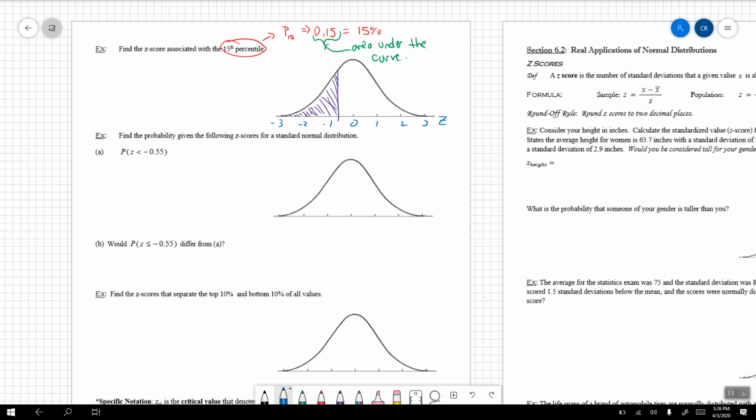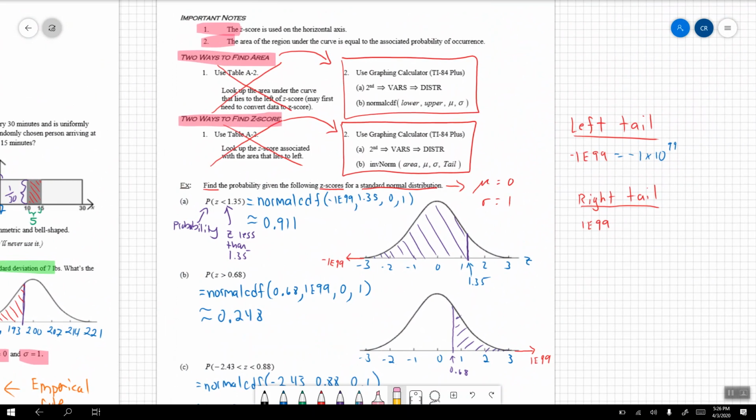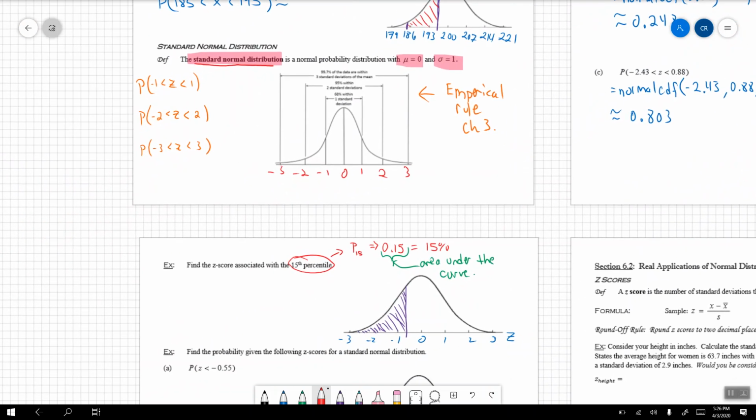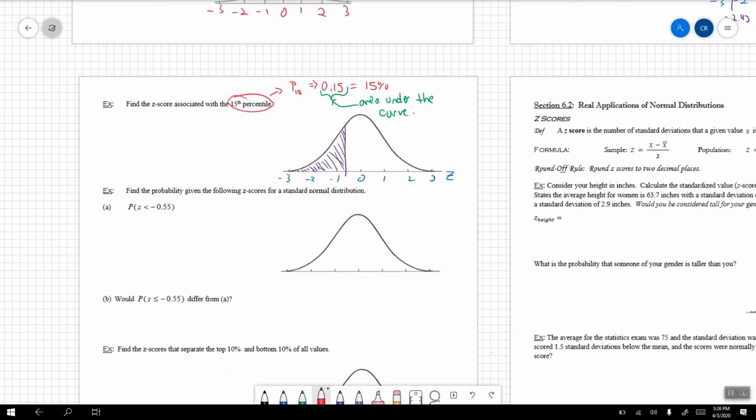So according to our work, what is it that we want to use now? Well, we don't want to find an area because we're given an area, and instead we want to find a z-score, which means we're going to use this embedded feature on the TI-84, the inverse norm. I'm going to need to go to second, VARS to get that distribution, and then go to inverse norm. There are a few things we need to input, and we'll get to that in a bit. So really quickly, let's go to the TI.